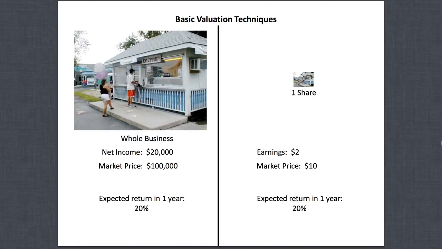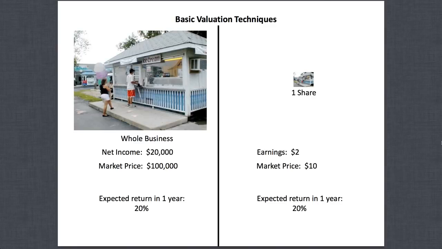Now let's look at the numbers for the one share. This is how I want you guys to look at it, as a little micro business. All I did was take those numbers and divide them by 10,000 because that was the number of shares outstanding. That will represent the value of one share. You can see that the earnings is $2 and the market price is $10. So my expected return in 1 year is the same thing. It's 20%.